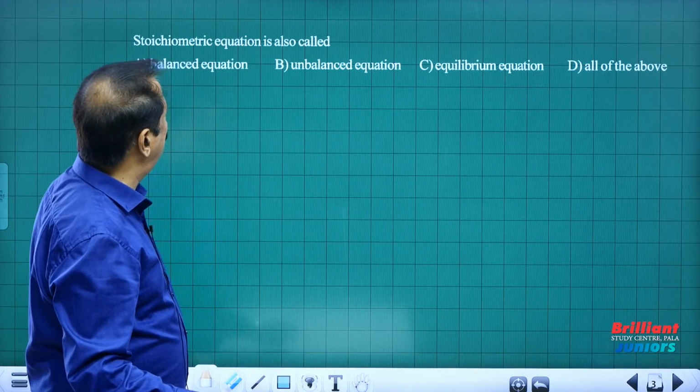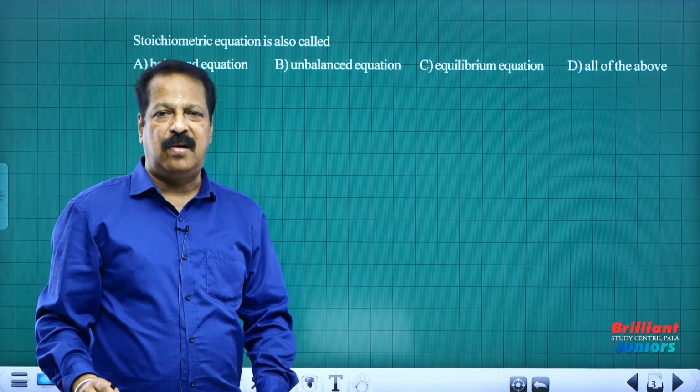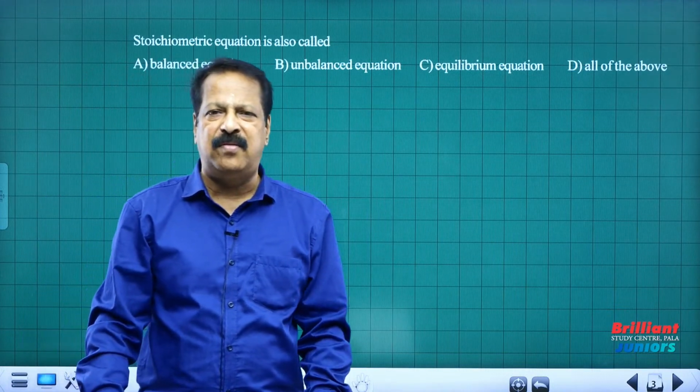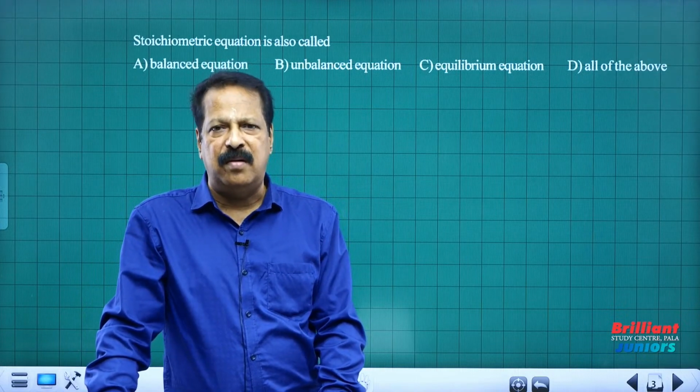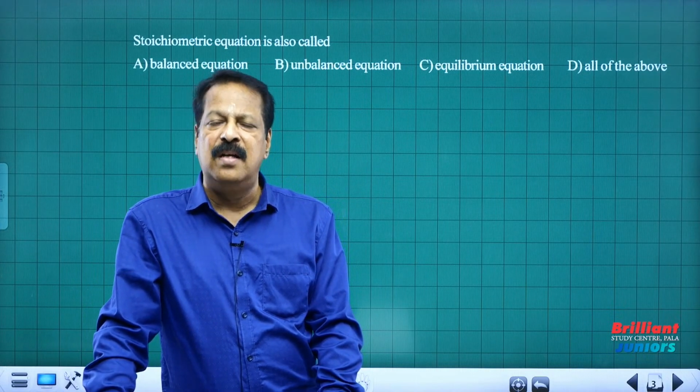The third question is: stoichiometry equations are called what? What is meant by stoichiometry? Stoichiometry means balancing the chemical equation. Balancing the chemical equation is called stoichiometry.